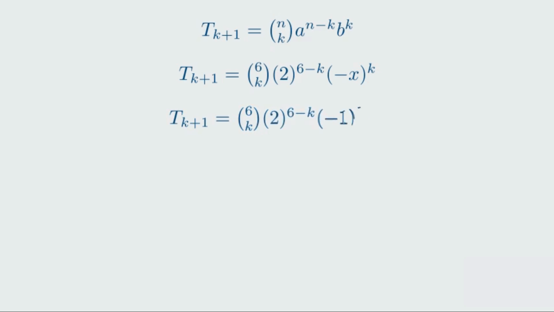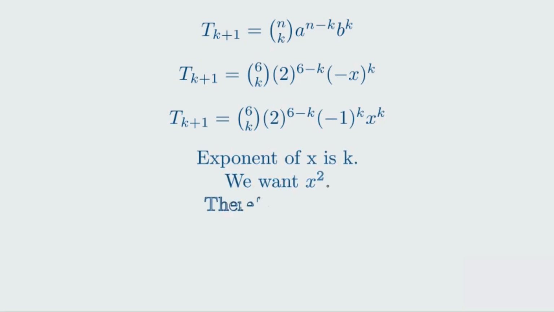Notice that the exponent of x is simply k. We're looking for the x squared term, so we need the exponent of x to be 2. Since the exponent of x is k, this means k must be 2. So we found our value of k. For the x squared term, k is 2. Now we can substitute 2 for every k in our formula. Now we're ready to calculate the x squared term. We use our formula with k equals 2. Plugging in n equals 6 and k equals 2, we get T sub 3.